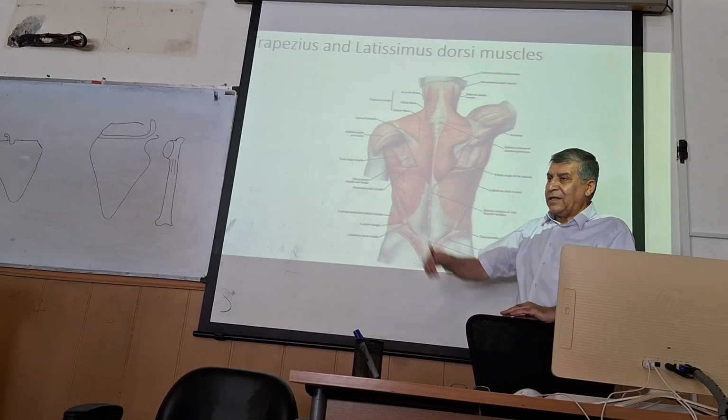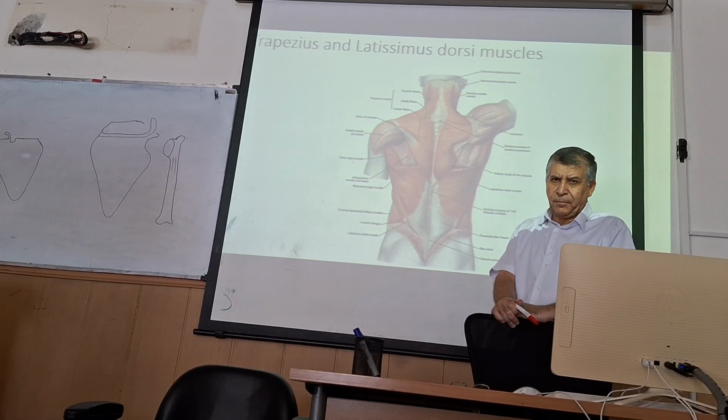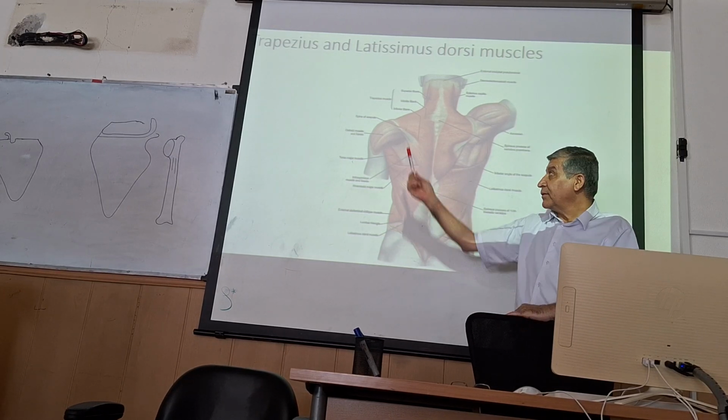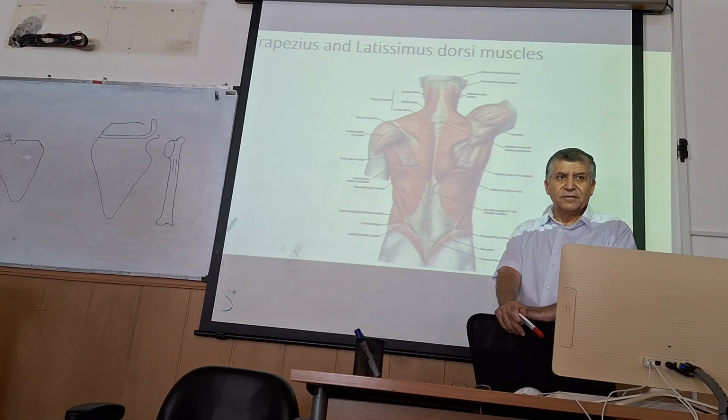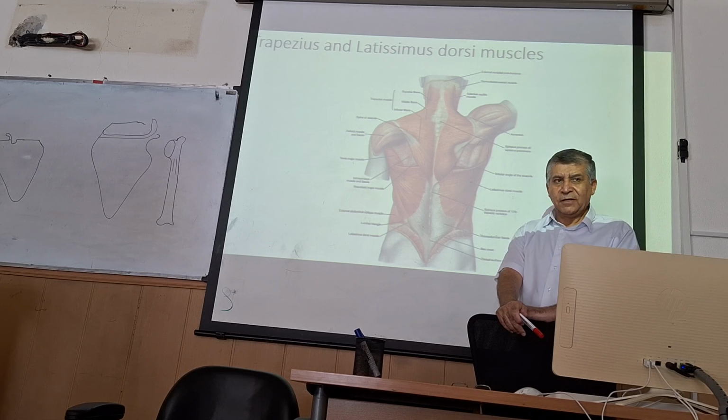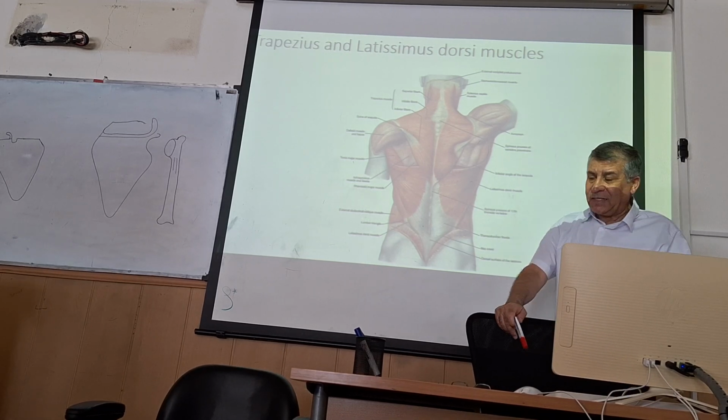This muscle, trapezius, is innervated by the spinal accessory nerve. This one is very important. It is part of the accessory nerve.